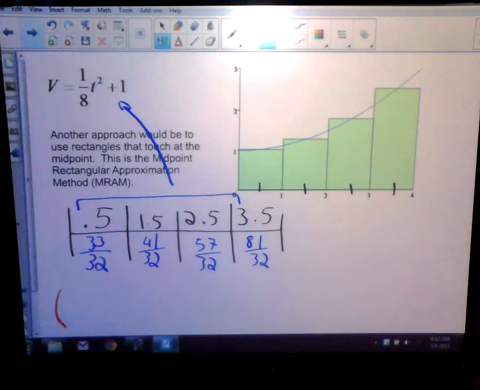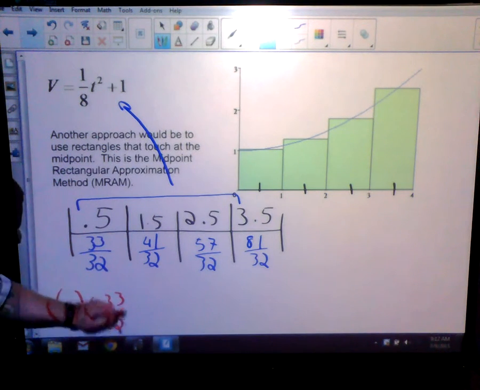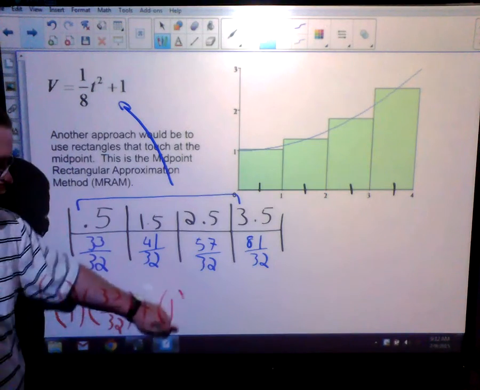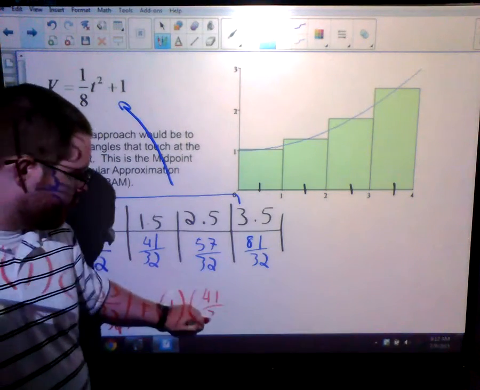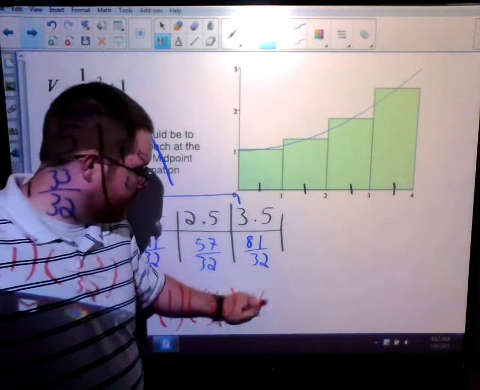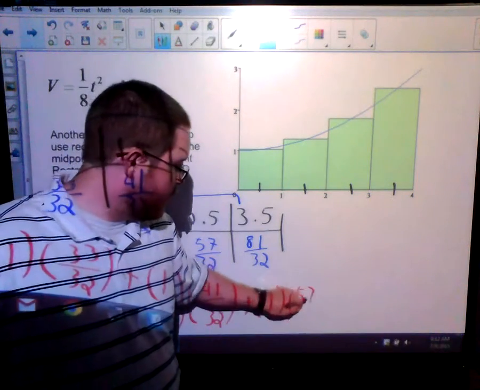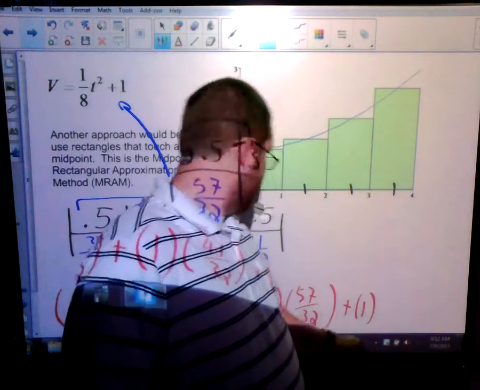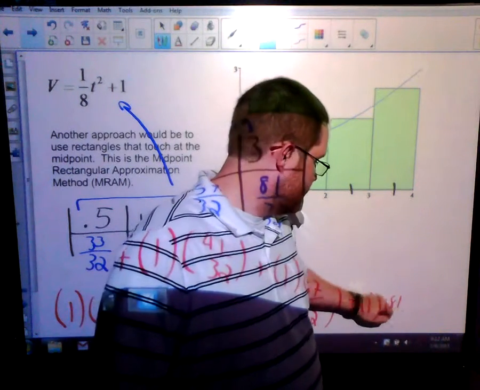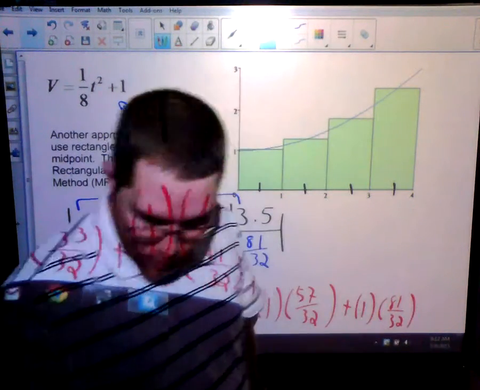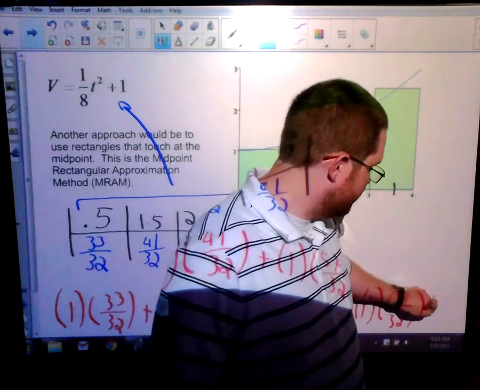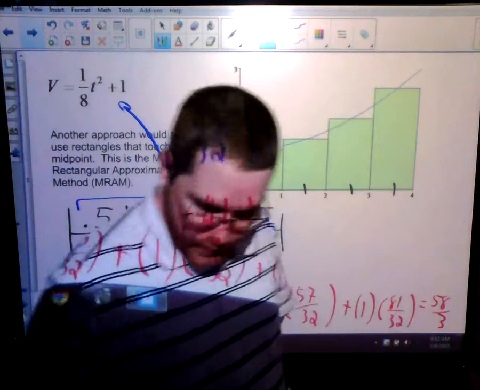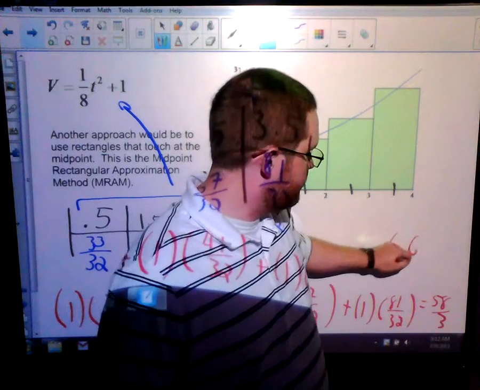So for the first rectangle, how wide is the base? It's 1. And the height in the middle is 33 over 32. The next one is still 1, but it's 41 over 32 in the middle. The next one is still a base of 1, but it's 57 over 32. The last one is still a base of 1, but it's 81 over 32. If you work all of that out, you get 58 thirds, which is 6.625.